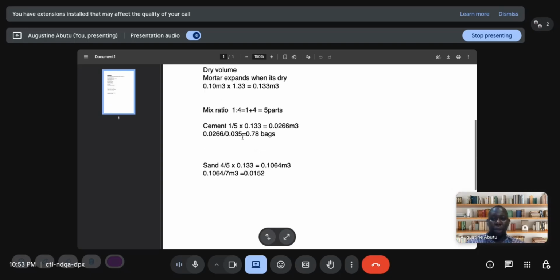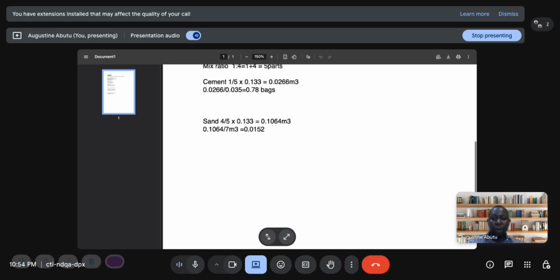Then we'll substitute into our mixed ratio 1:4. So we'll do addition. We'll add them, 1 plus 4, which is 5 parts. So we'll start with our cement. We want to know how many bags of cement we have in this mixed ratio. So 1/5, which is our 5 parts, multiplied by our dry volume, which is 0.133, will give us 0.0266 meter cube. We'll divide it by the volume of one bag. It will give us 0.78 bags. So we are done with our cement.